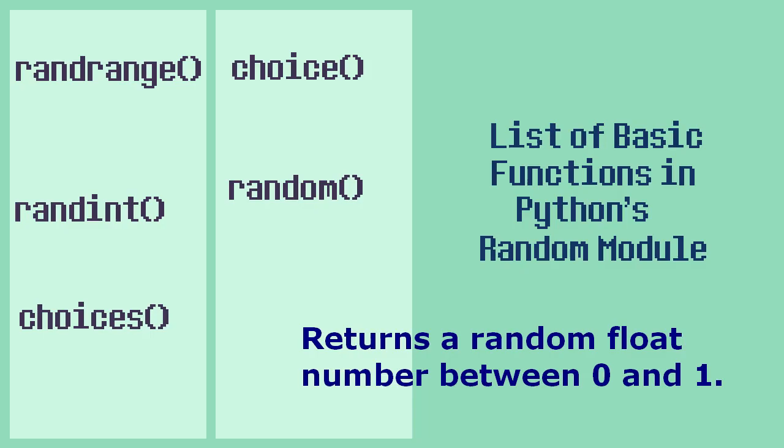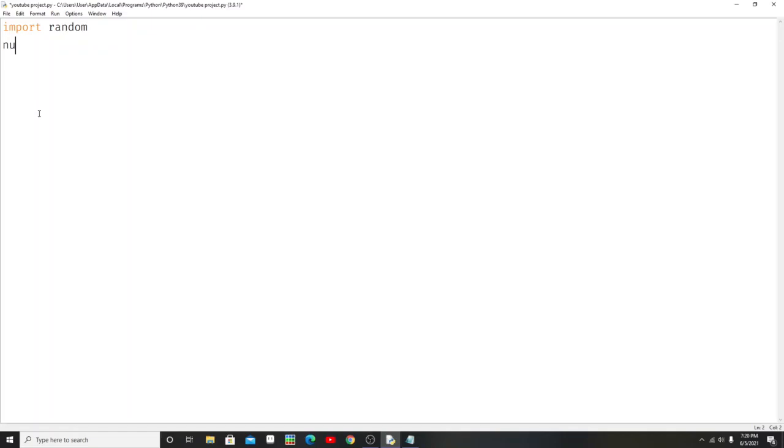So let's type in num is equal to random dot random, and then print num, and let's run it, and we get a long number with many decimal points. And let's run it again, and we get a random number each time.